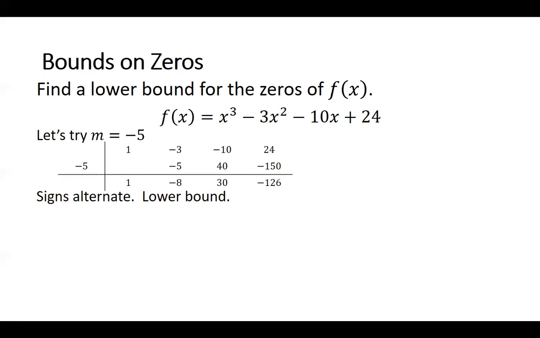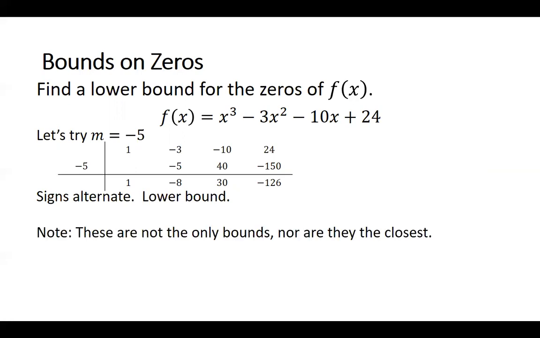And that's all we're looking for. Could we get closer? Would it work with negative 4? Maybe. That would be for you to go forward and look at. Okay, so I just want to point out these are not the only bounds, nor are they the closest, but we can guarantee that there are no real zeros greater than positive 5, and there are no real zeros less than negative 5.